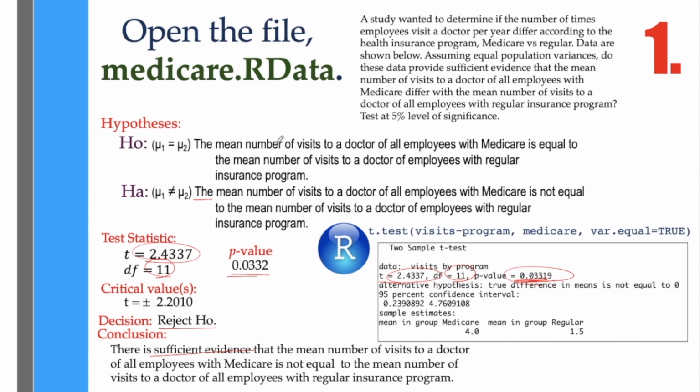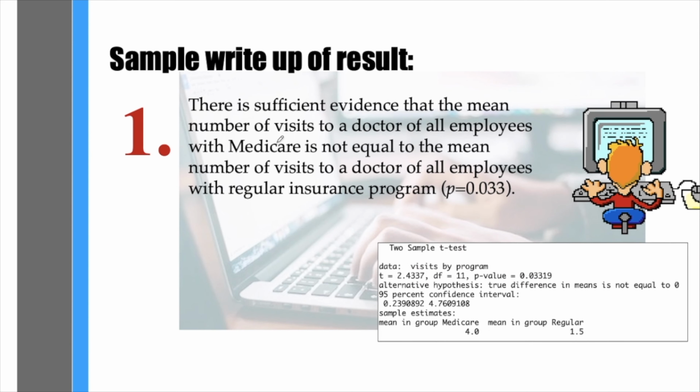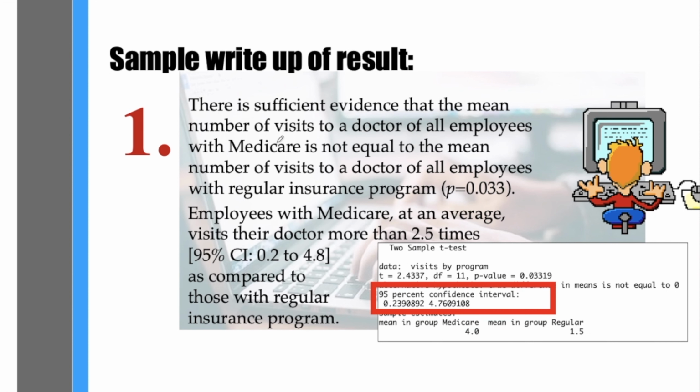Okay, so as easy as that. Now on the sample write-up, we may further add what we call again the confidence interval. So employees with Medicare on average visit their doctor more than 2.5 times. Now the value which is 2.5 times here is actually the difference between 4 and 1.5. And then the 95% confidence interval is 0.2 to 4.8.